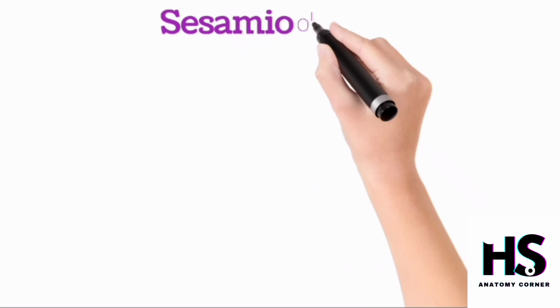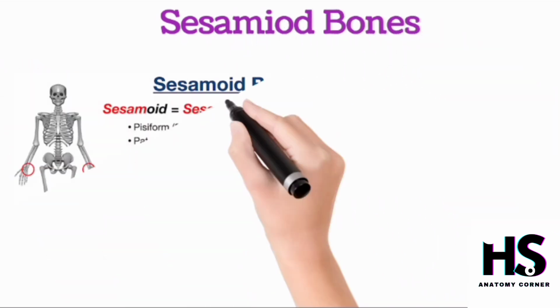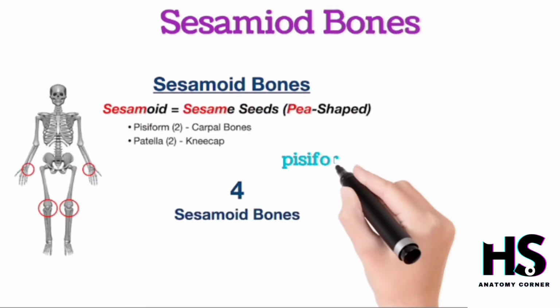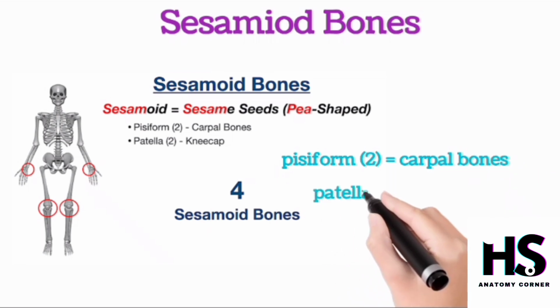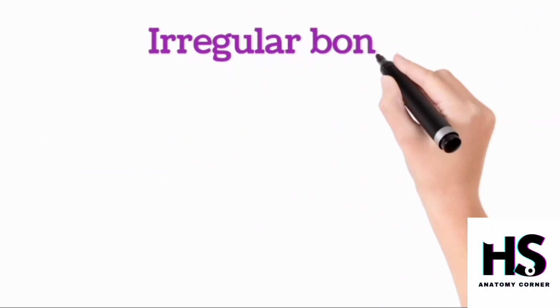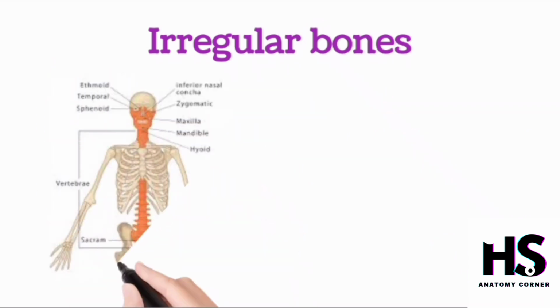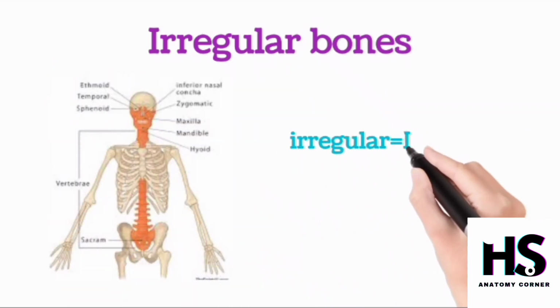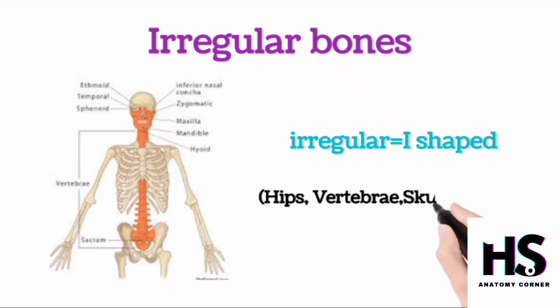Next, we have the sesamoid bones. The trick to remember sesamoid bones is to use sesame seeds. Pisiform and patella are types of sesamoid bones. Pisiform is a type of carpal bone and patella is the kneecap. Basically, the average adult has 4 sesamoid bones.